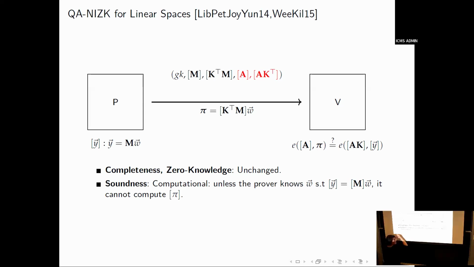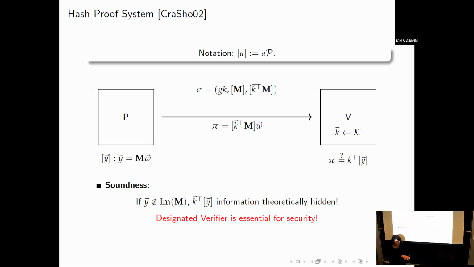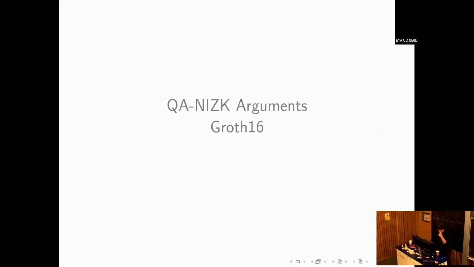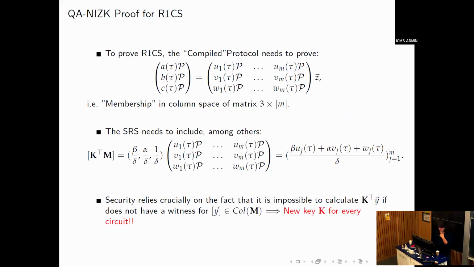What we're saying is that unless the prover knows a witness such that Y is MW, it still doesn't know how to compute the proof. Before, we had the notion that if you give me something that's linearly independent, you cannot compute it information theoretically. Now we change it to: if you give me something that is computationally linearly independent, so that you don't know the witness, you don't know how to compute the proof. And this is how in Groth16 they prove linear relations, okay?